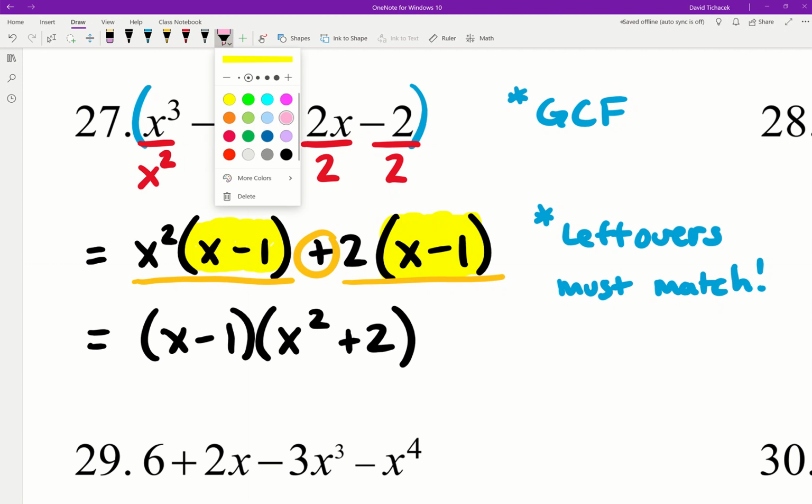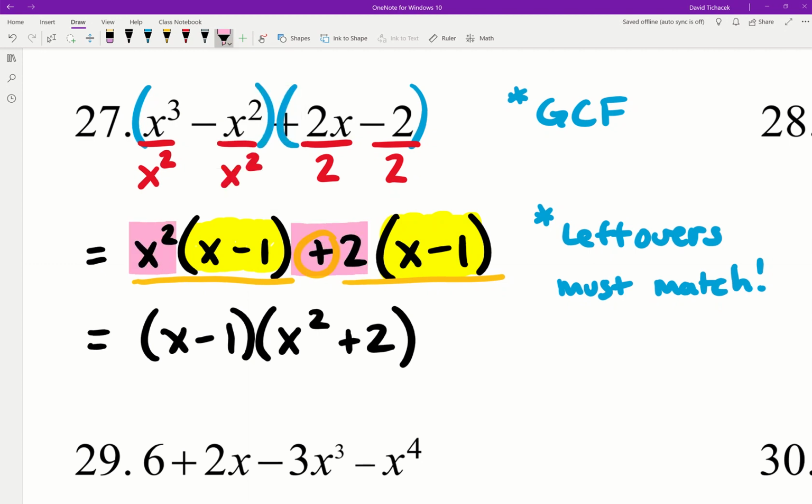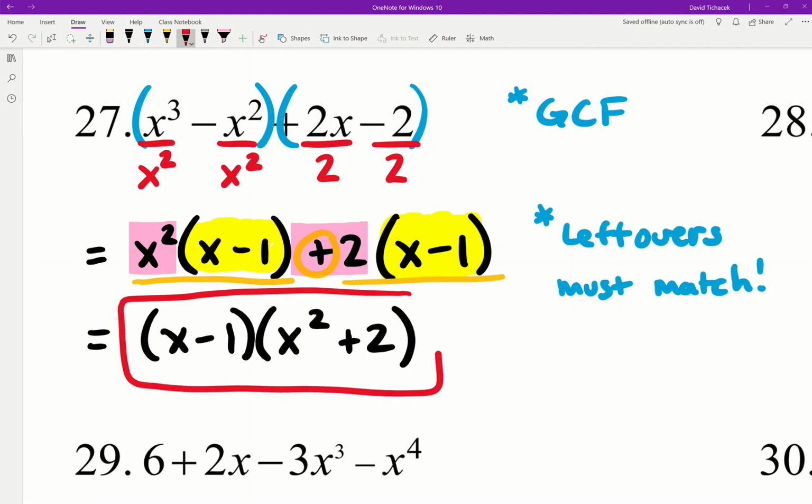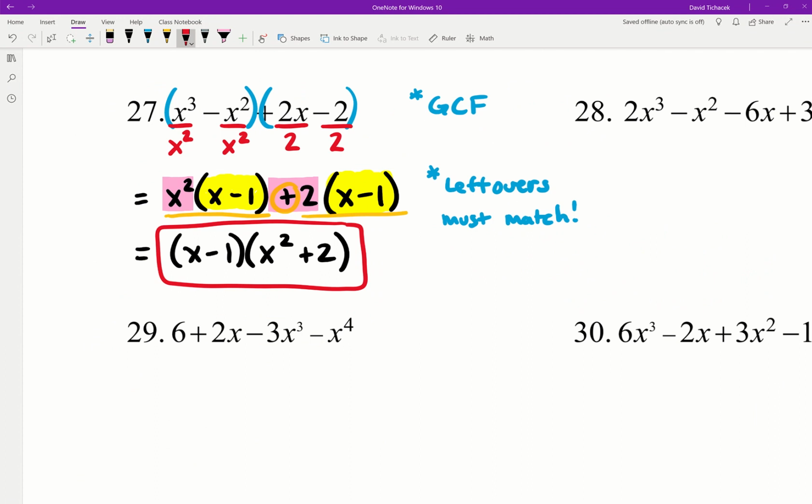Okay, Mr. T, where did you get that x squared plus 2 from? I just got it from what was left over after I factored out the x minus 1s there. And so this would be a complete factorization of that 4-term polynomial there. Pretty darn easy to do. Again, just group together the first 2 terms, look for a GCF. Group together the second 2 terms, look for a GCF. You want those leftovers to identically match so that you can factor those leftovers out in a third step and get to your final answer there.